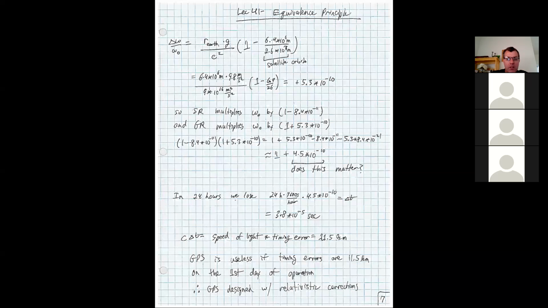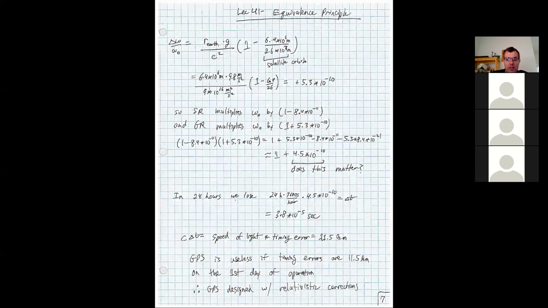The GPS system is a daily test of the theory of relativity. Because remember, it would be off by 11.5 kilometers on the first day, 23 kilometers on the second day, 34 kilometers on the third day. And this thing's been running for more than 40 years. It was started in the 70s.